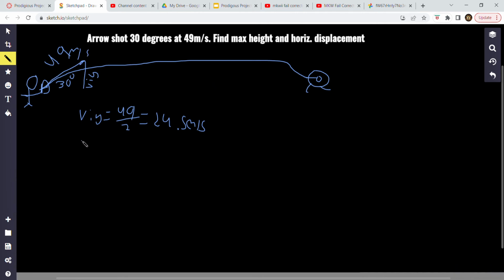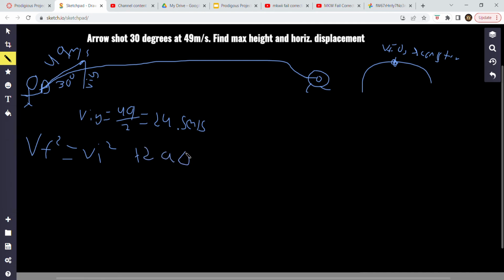And so now, because it's at its apex, like question 17, we know that the velocity, the VF here, is going to be equal to 0, but there's still constant acceleration. Gravity is always acting upon the object. So we can just plug this into the formula: VF squared is equal to VI squared plus 2A delta Y.